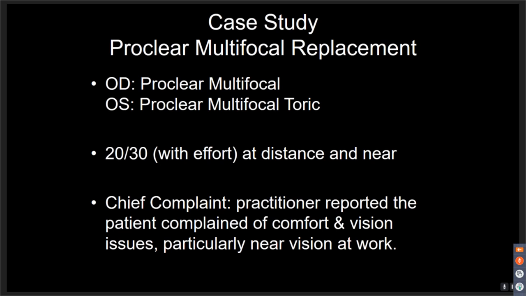Now let's take a case point here. This is a Proclear multifocal lens. In the right eye, it's a Proclear multifocal. In the left eye, it's a Proclear multifocal toric. And the patient got 20/30 with effort at distance and at near. The practitioner reported that the patient complained of comfort and vision issues, particularly near vision at work.